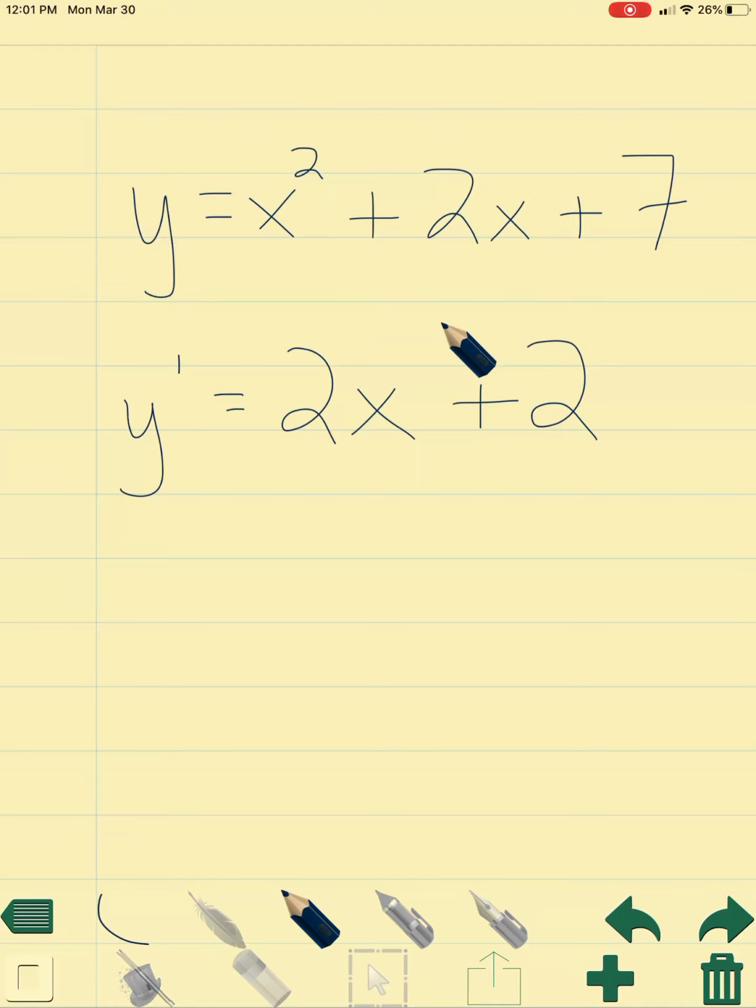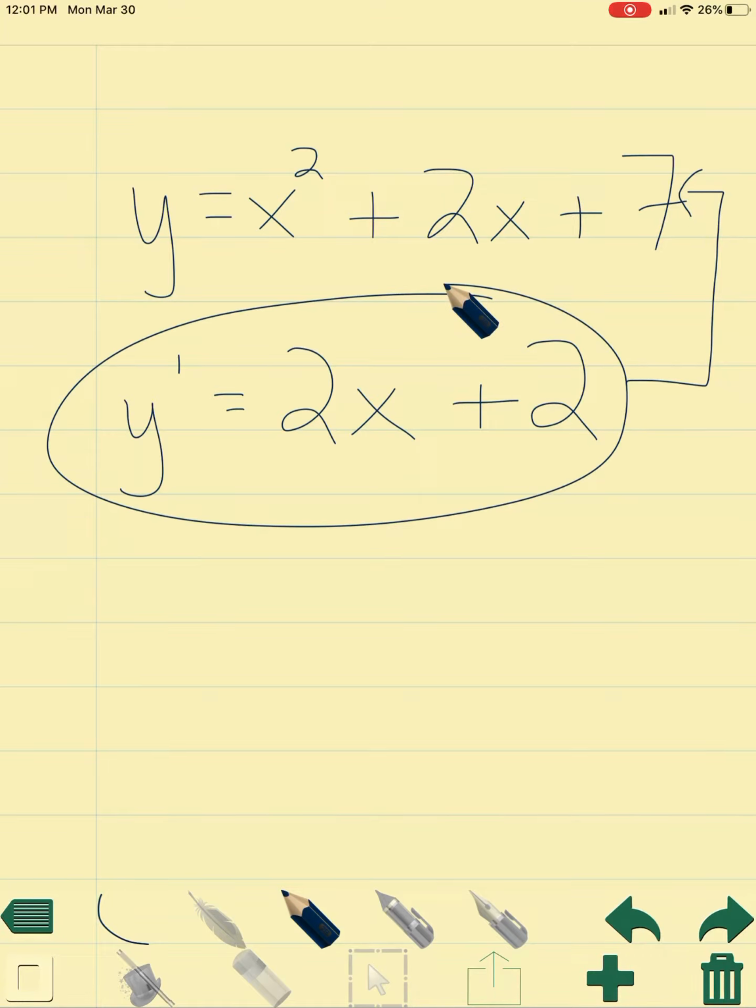So what we're actually going to be doing with integrals is anti-differentiation, which works backwards. So if we were given y prime is equal to 2x plus 2, how can we possibly get this equation, this x squared plus 2x plus 7 value?